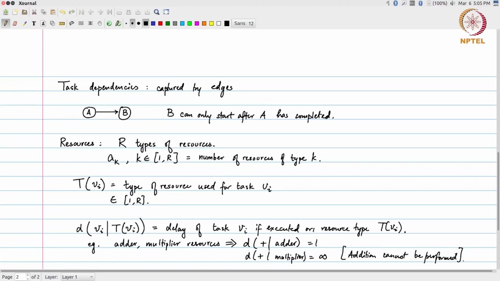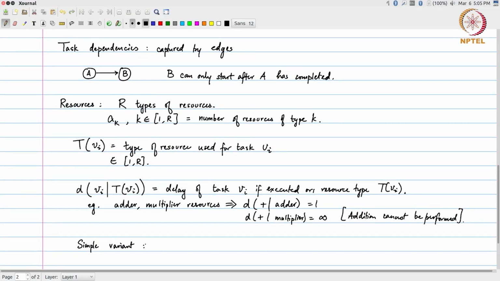Right? A simple variant of this is R equal to 1. This essentially corresponds to homogeneous processors, right? So what do I mean by R equal to 1?